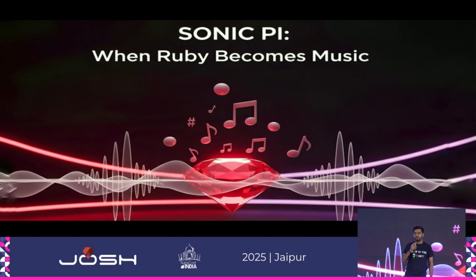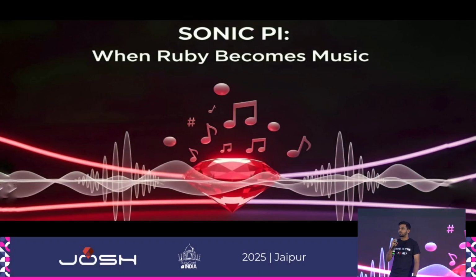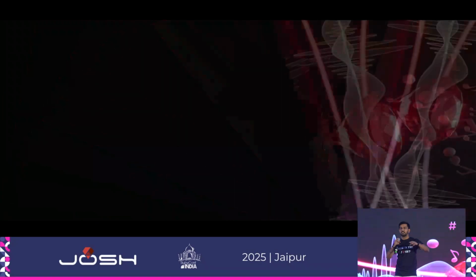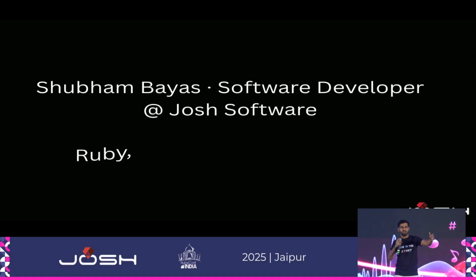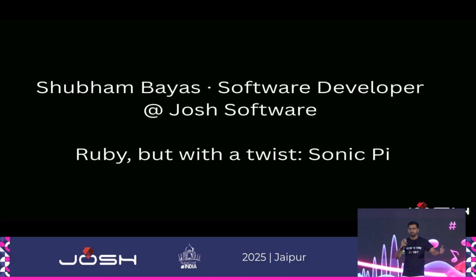So yeah, introducing Sonic Pi. It's an open source library for a live coding environment where we can code Ruby and, instead of creating output from web pages text, we can create live music. So yeah, that's it.